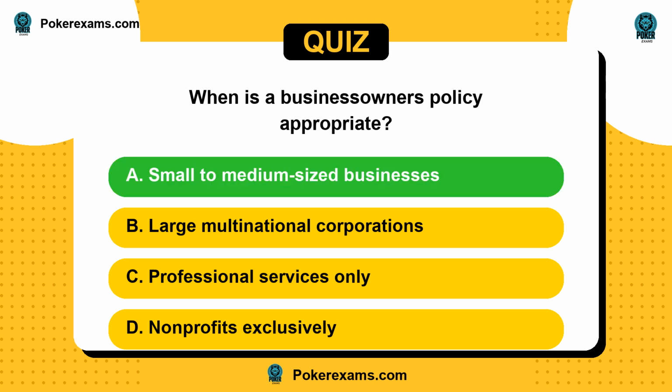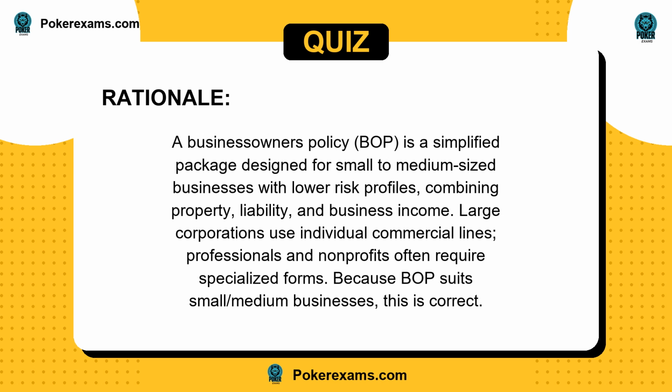The answer is A. A business owner's policy, BOP, is a simplified package designed for small to medium-sized businesses with lower risk profiles, combining property, liability, and business income. Large corporations use individual commercial lines. Professionals and nonprofits often require specialized forms. Because BOP suits small/medium businesses, this is correct.